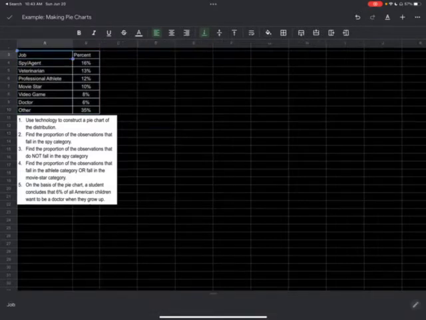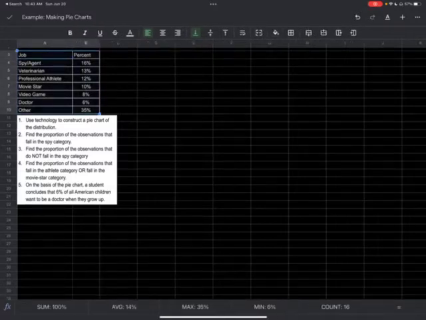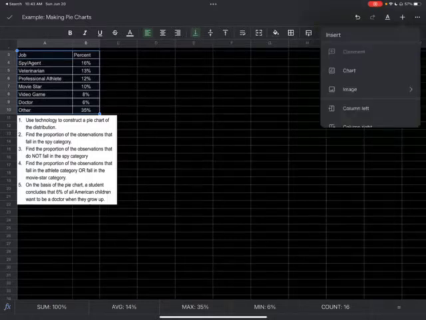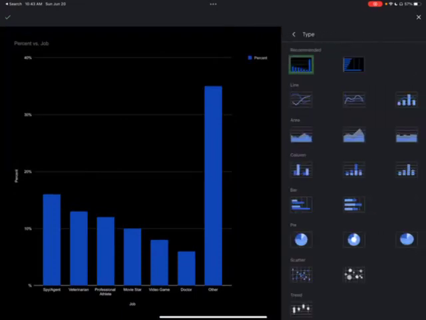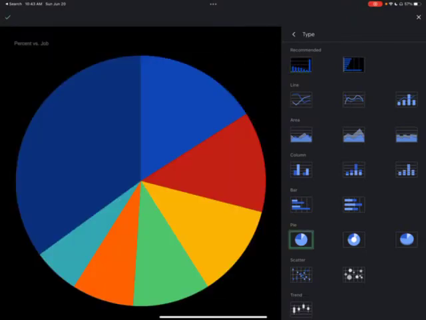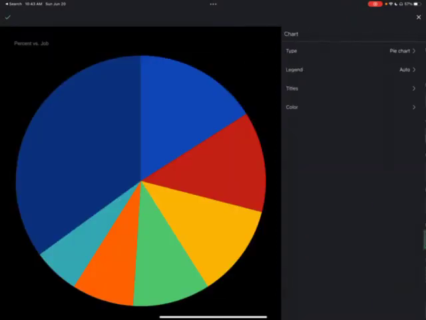Now I've got my data all highlighted. Let me highlight that again. I'm just grabbing the corner there, dragging it down. Now we're going to add a graph to this. So I'm going to hit the plus sign up here. We're going to choose chart. And the chart we're going to do is a column chart. But we're working on pie chart, so we're going to select pie.